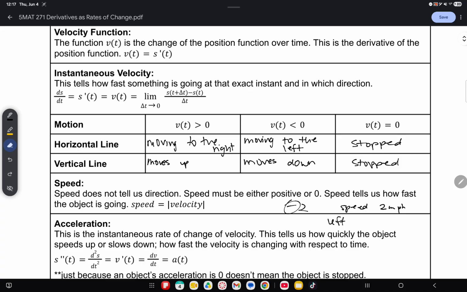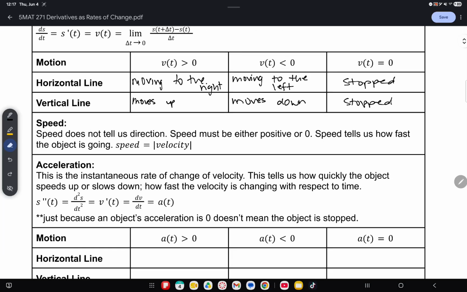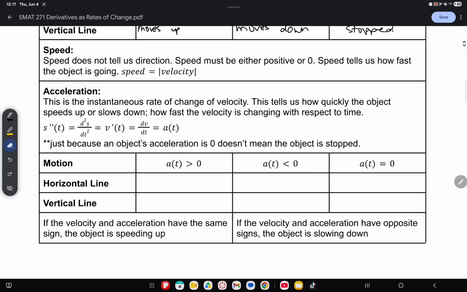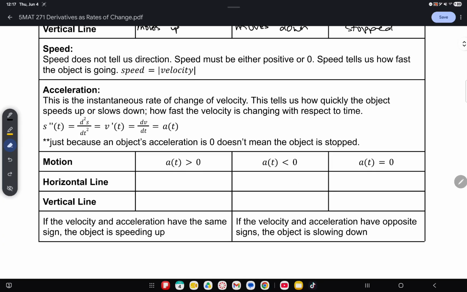Okay? Now acceleration, that's the rate of change of the velocity. So are we speeding up or are we slowing down? Or maybe we're not moving. So acceleration is the derivative of velocity, which means it would be the second derivative of the position function. Okay? And in this case, just because the acceleration is 0 doesn't mean that the object is stopped, like in that velocity part. It just means we're not speeding up or not slowing down.